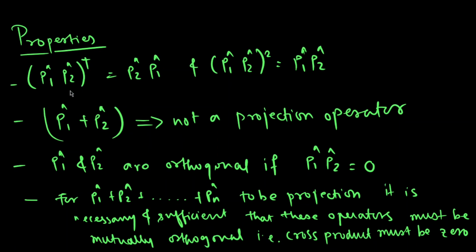The product of two operators which are projection operators is also a projection operator. But the sum of two projection operators is not a projection operator. If P1 and P2 are two projection operators, they are orthogonal if their product is 0. And for P1 plus P2 up to Pn to be a projection operator, it is a necessary and sufficient condition that these operators must be mutually orthogonal, that is, the cross product must be 0.